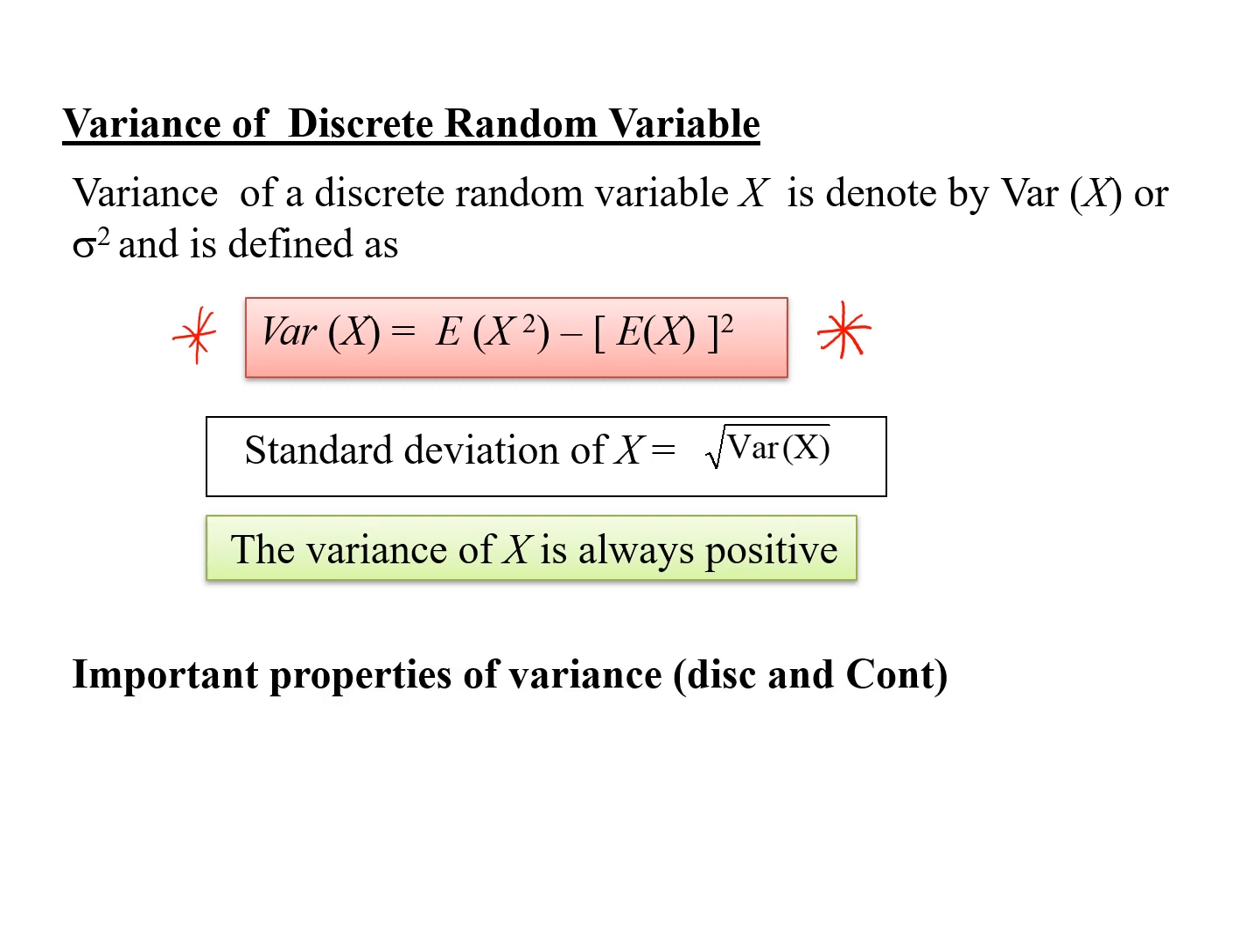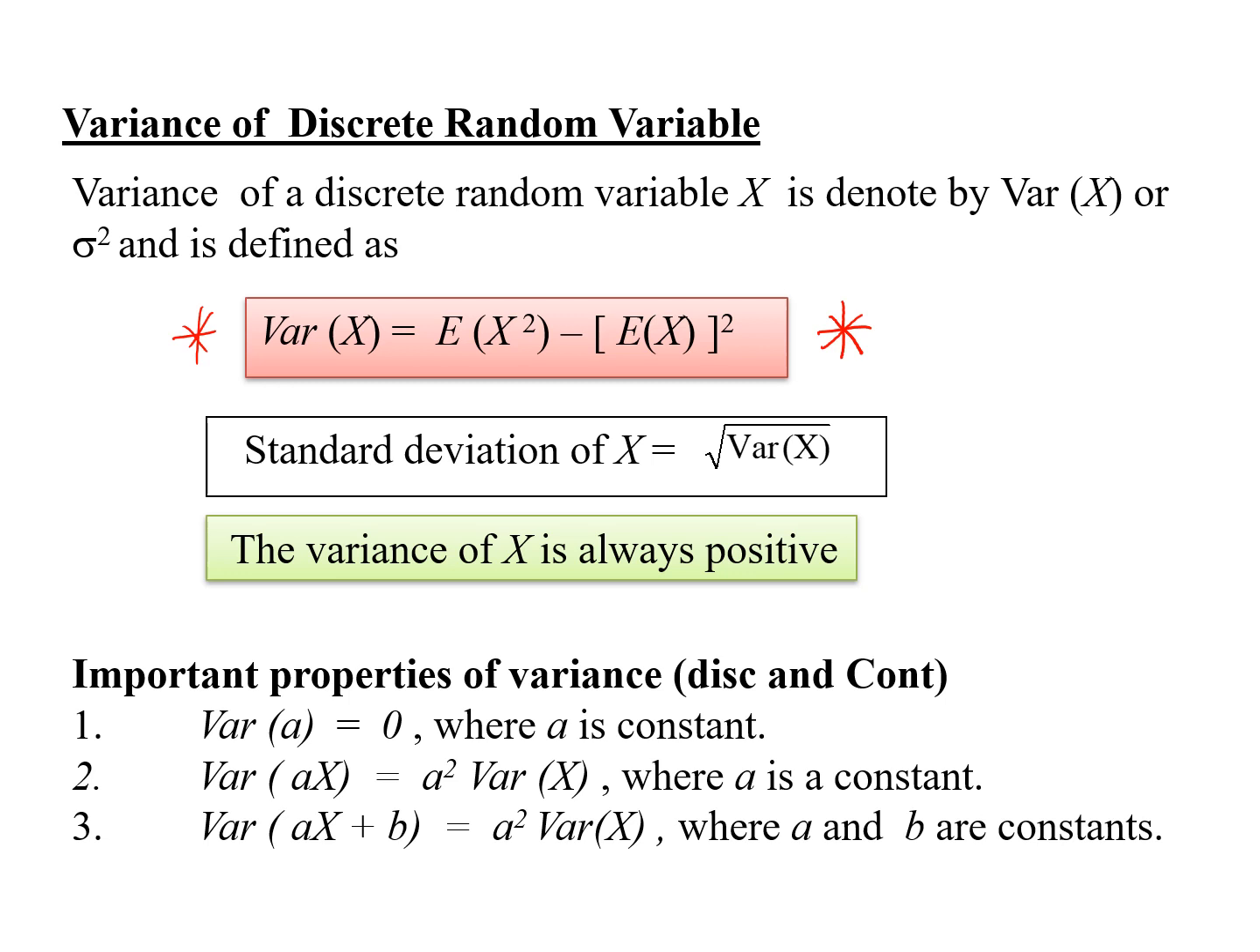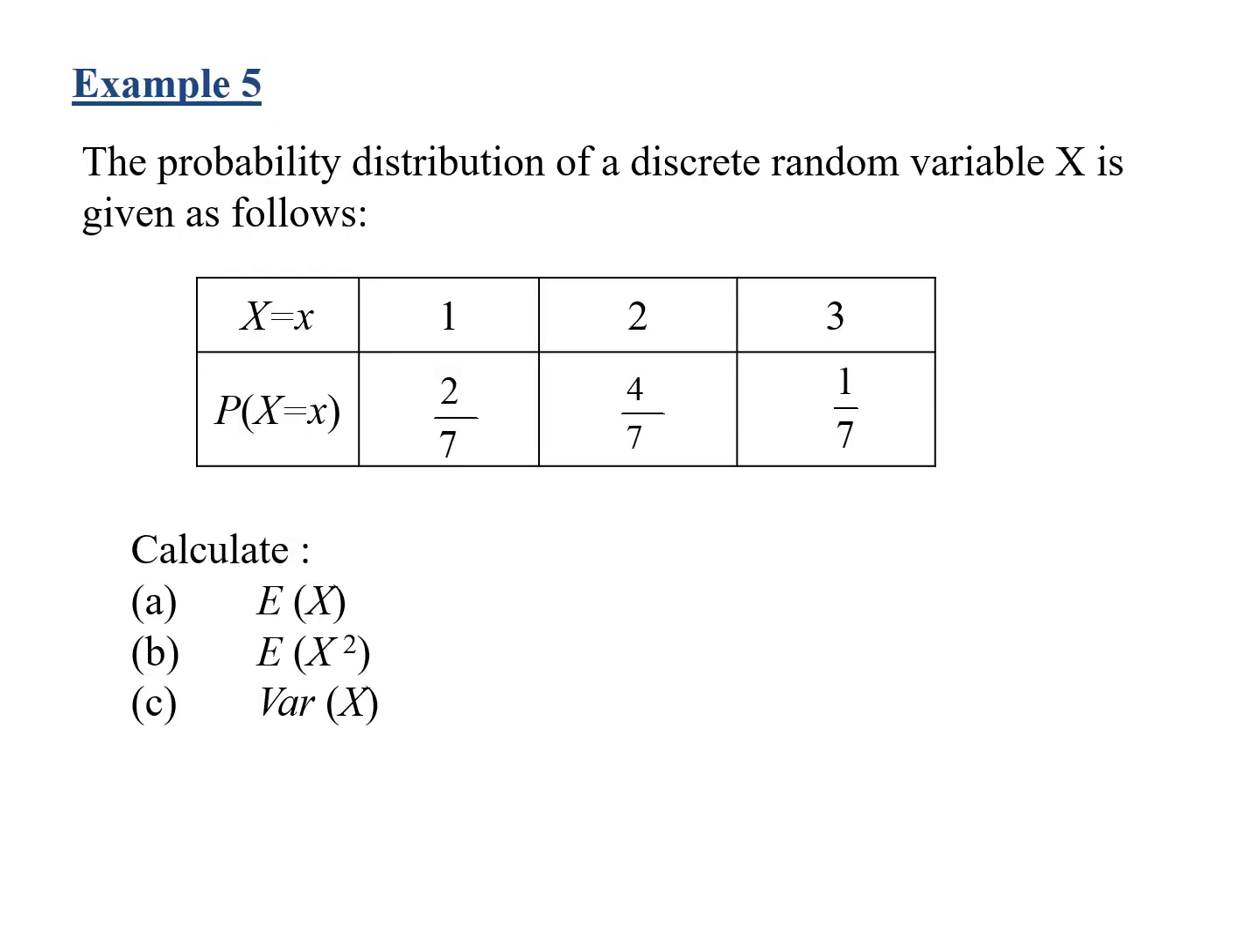Important properties of variance for the discrete and the continuous random variable. The first one, Var(a) equals 0, where a is a constant. Var(aX) equals a squared Var(X), where a is a constant. Var(aX plus b) equals a squared Var(X), where a and b are constants. These are the properties of variance.